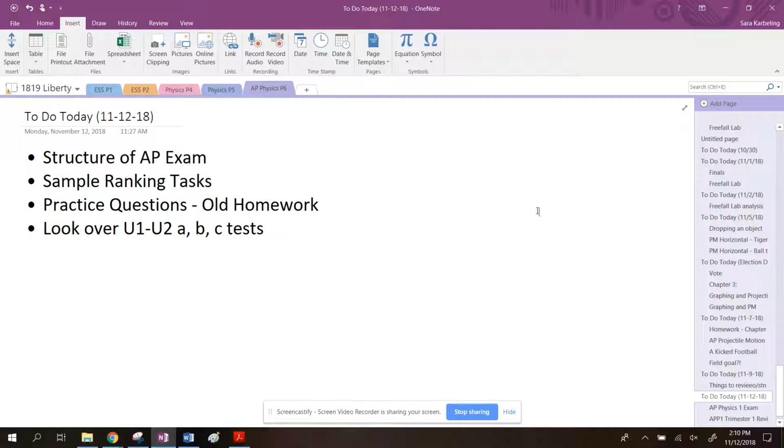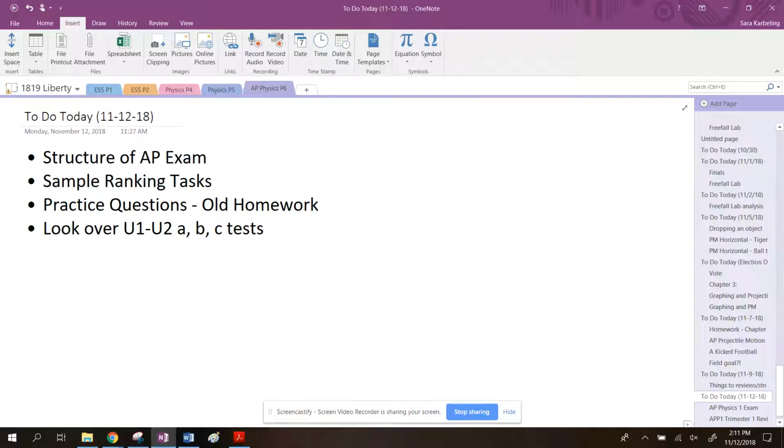Some people had expressed some interest in looking at old tests, and I do have your projectile motion test to give back to you today as well. So we've got just kind of a lot of things to do, and I'm going to kind of follow this path, but then if there are places that you would like to focus throughout the 50 minutes or whatever we have together, we will just do that. Does that sound okay? Okay.